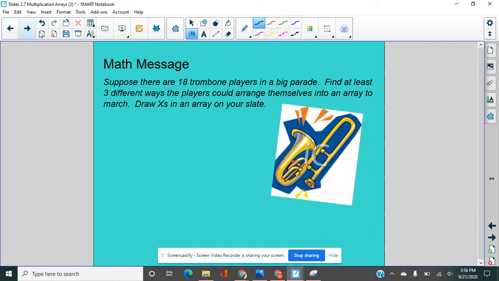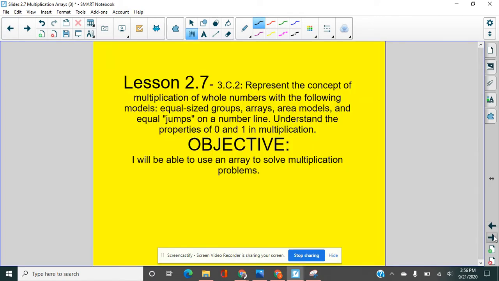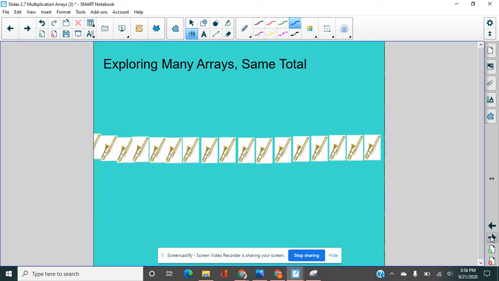Now, what could we have done here? Well, I'm going to show you a couple of examples. I've got some trombones here. Before I do that, though, here's our objective: to be able to use arrays to solve multiplication problems. And you can see the word array right there in our multiplication standard. So, important concept here today.